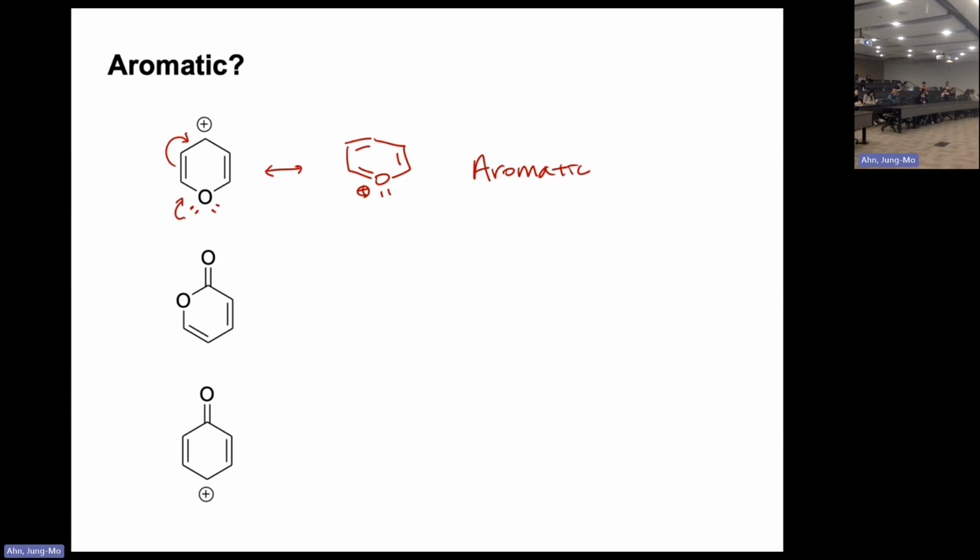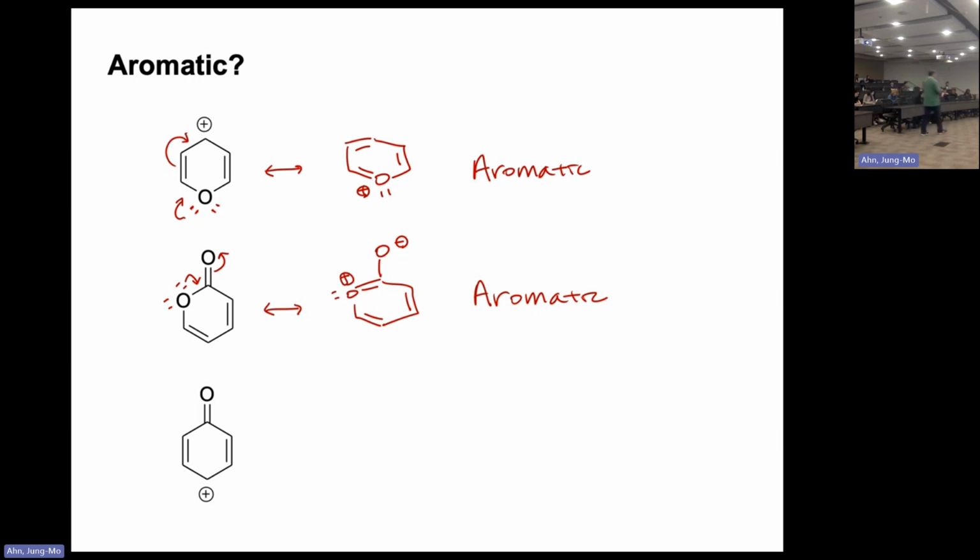What about this one? Well, let me show you the same thing. This oxygen has a lone pair. If you push it in here, you're going to make a double bond between these two, and this electron pair goes out. So you're going to have a very similar system. So that's going to be aromatic.